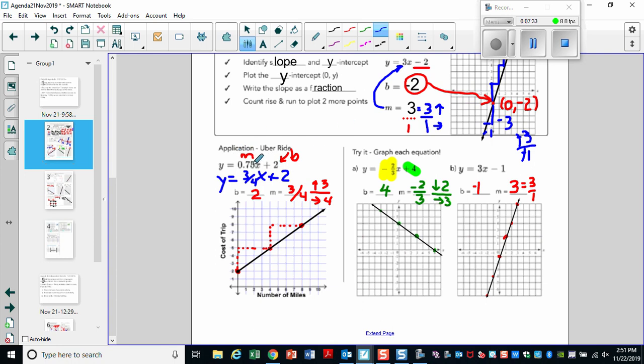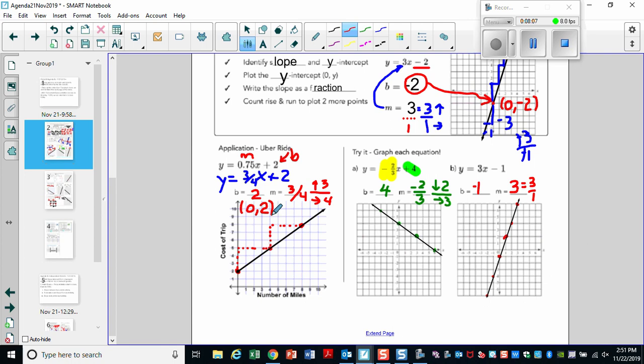So what we did was the 0.75. That's a nice easy fraction. Think about money. 0.75, 3/4. 75 cents is 3/4. So we have our slope in our fraction form. And we have our y-intercept, which is +2. So the b, +2, think of it as our starting point: (0, 2). That's your starting point.